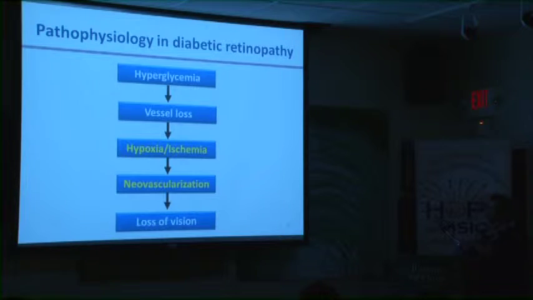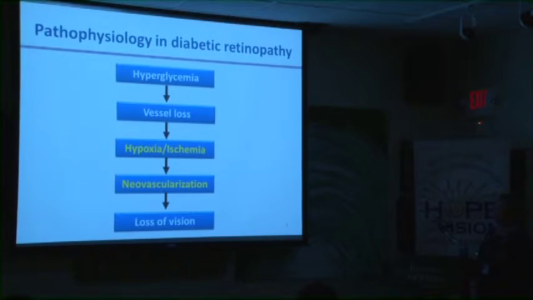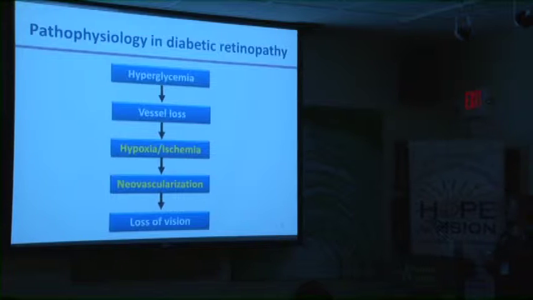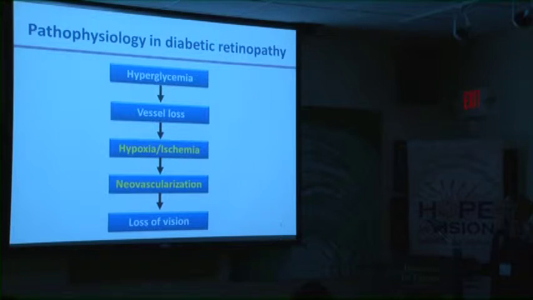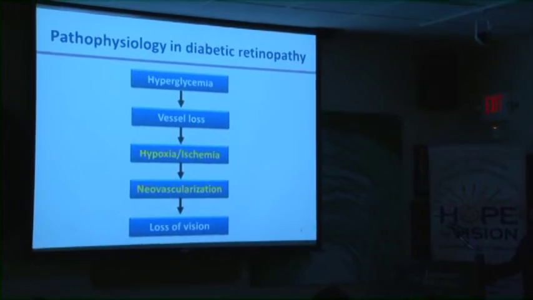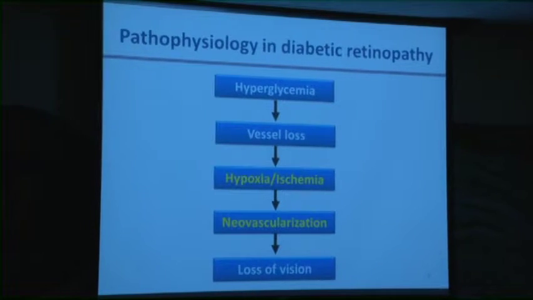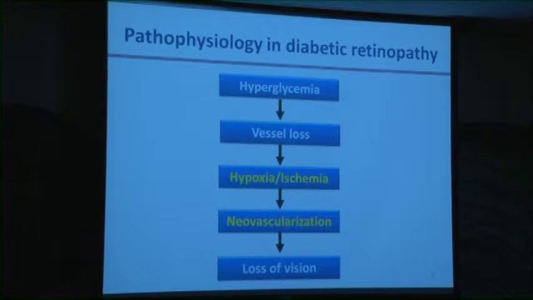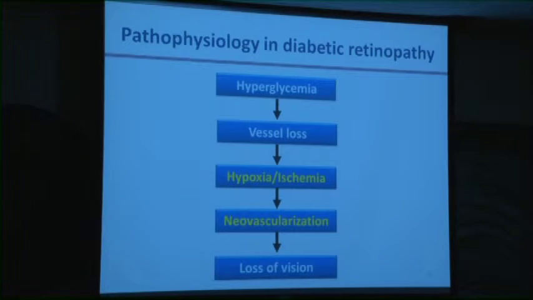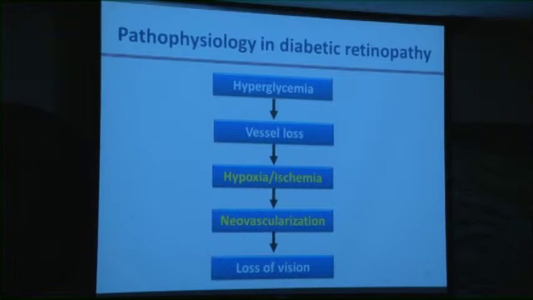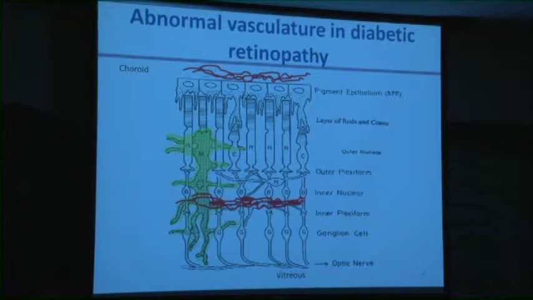So in diabetic retinopathy, what happens is the hyperglycemia leads to vessel loss. And the vessel loss gives you an area of hypoxia, ischemia, and that causes neovascularization to occur in this adult eye. And of course we know that when you have adult angiogenesis, you end up with vessels that are very abnormal, and they break easily, and you end up with blood in the eye, and eventually you end up with loss of vision. The photoreceptors degenerate.